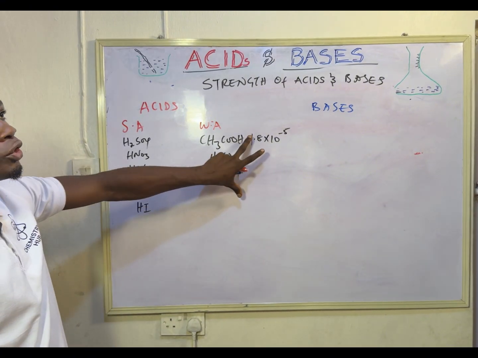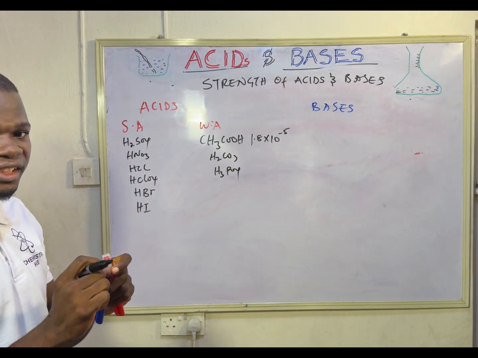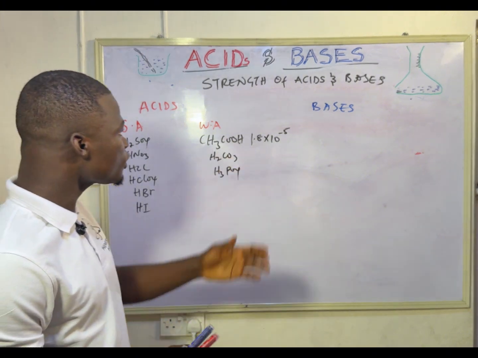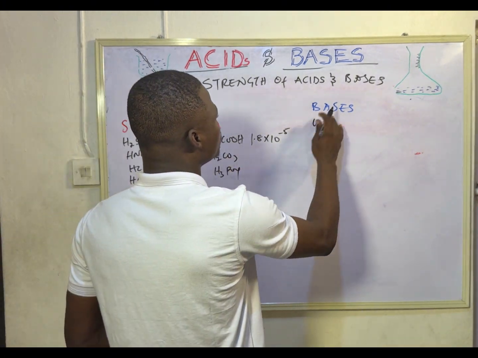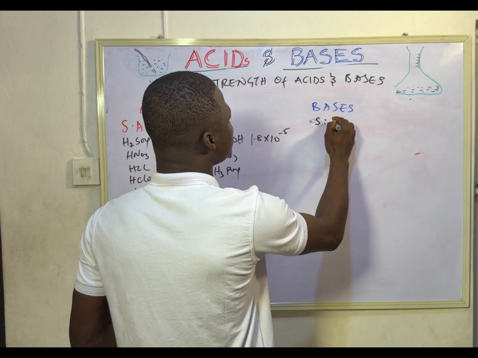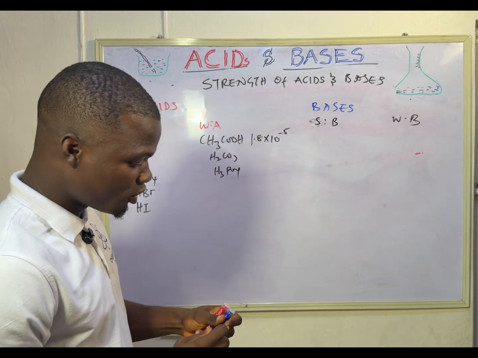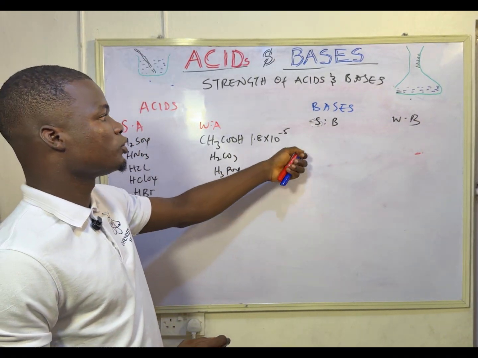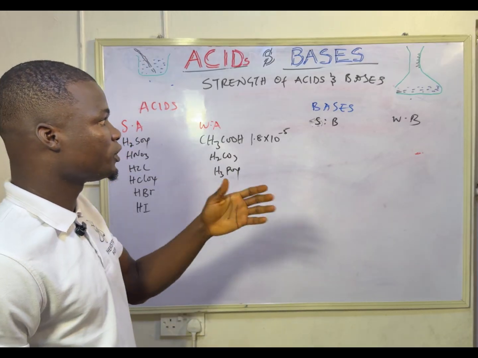So that dissociation constant is very small because they dissociate partially in water, while these ones dissociate completely in water. So we can also classify bases into strong base and weak base. Bases that ionize completely in water are referred to as strong bases, while the ones that ionize partially in water are referred to as weak bases.